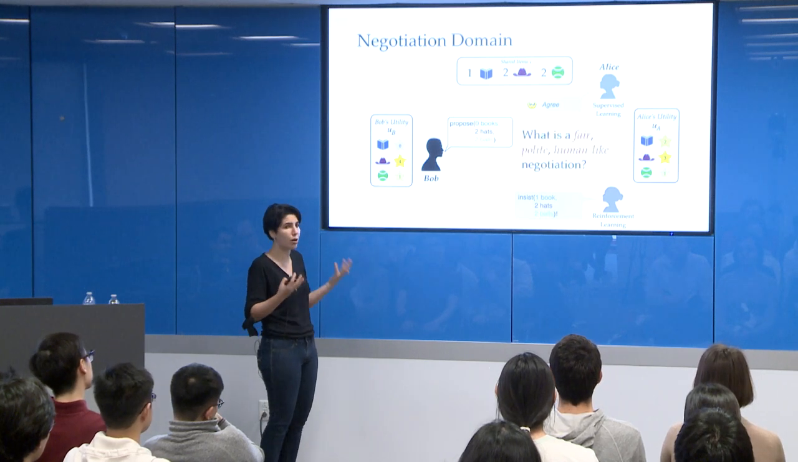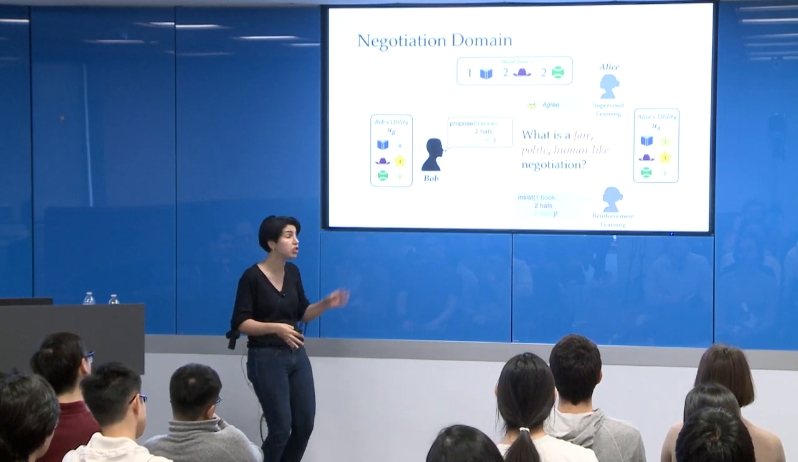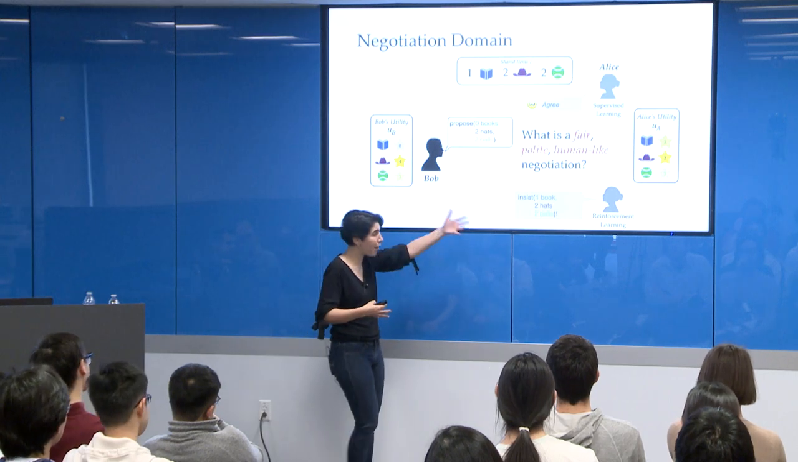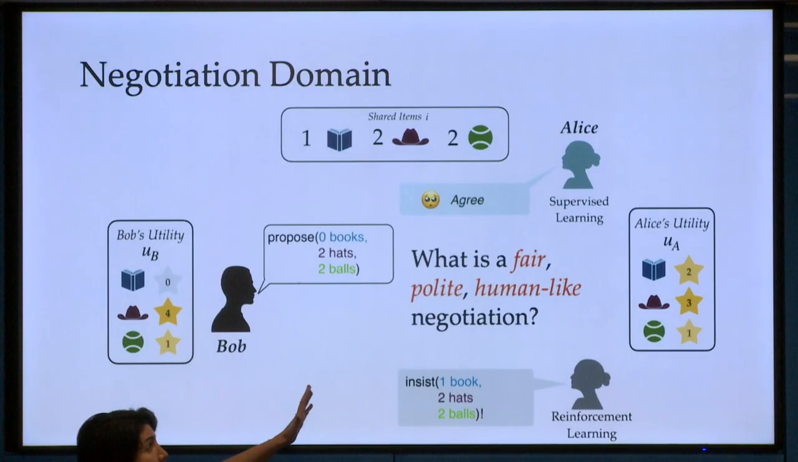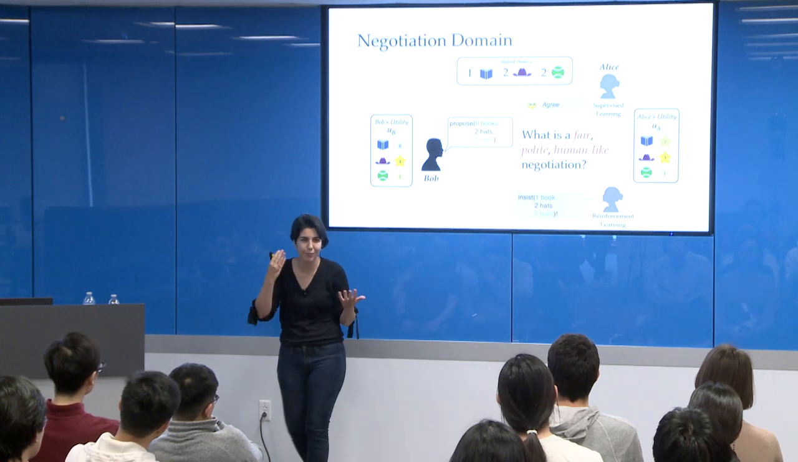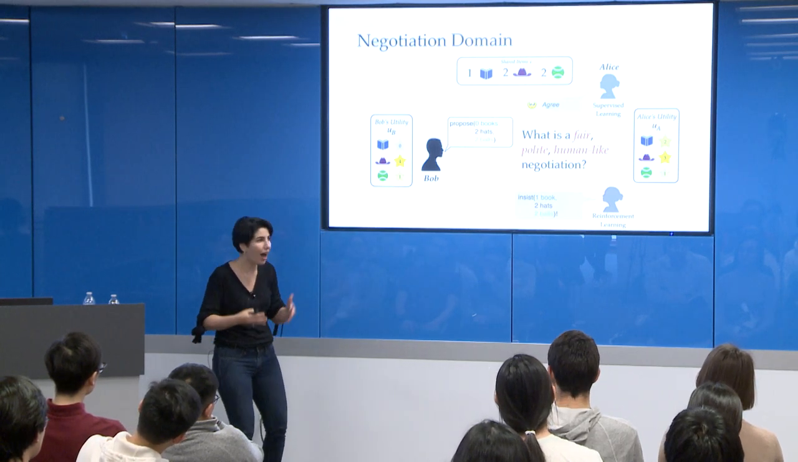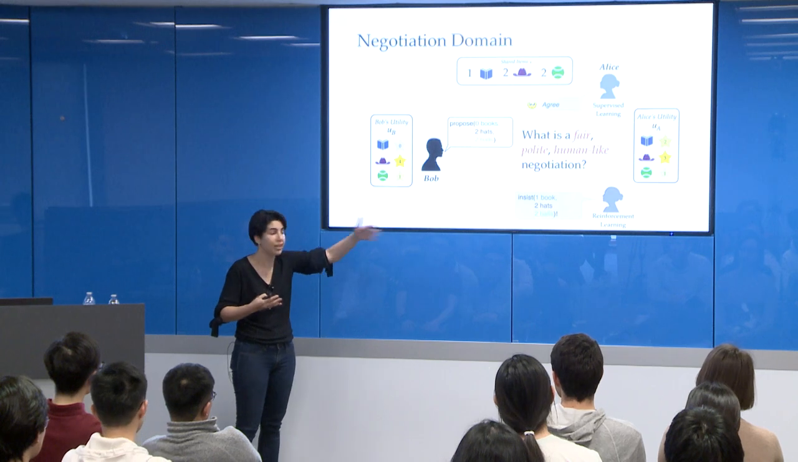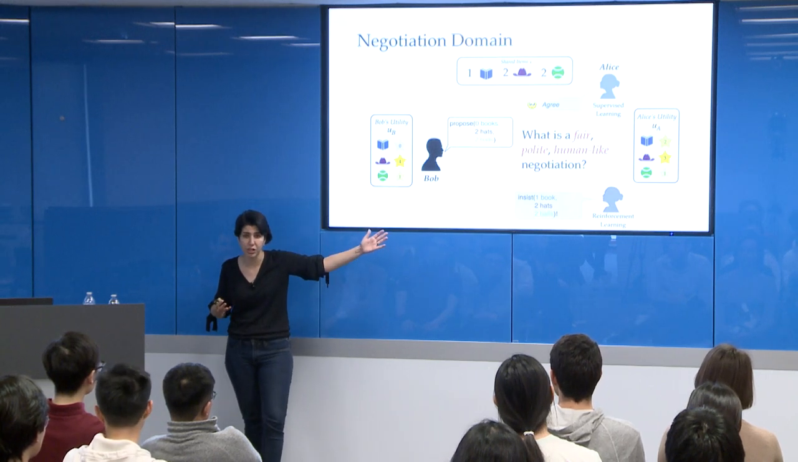So the thing that we care about when we are doing these types of negotiations with real people is a bunch of our utility, but a bunch of other things in addition to that, like maybe being fair, or maybe being polite, or maybe trying to be human-like, whatever that means, right? And it's really hard to write down that reward function. Again, we are back at the alignment problem, the problem of reward design. I did not write the right reward function, and I don't know how to write the right reward function here.